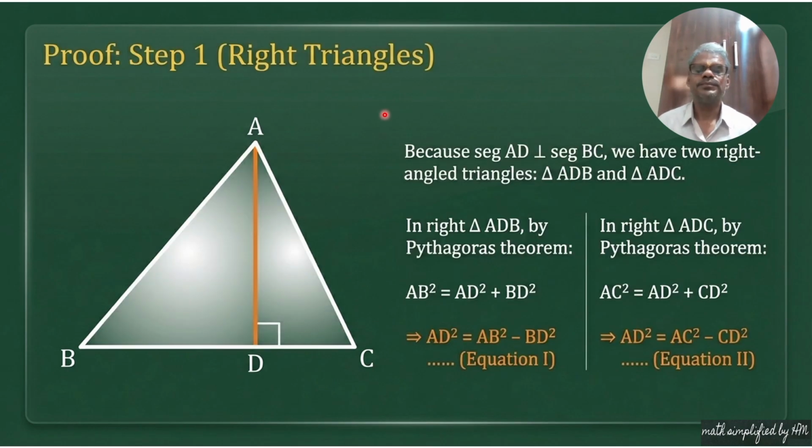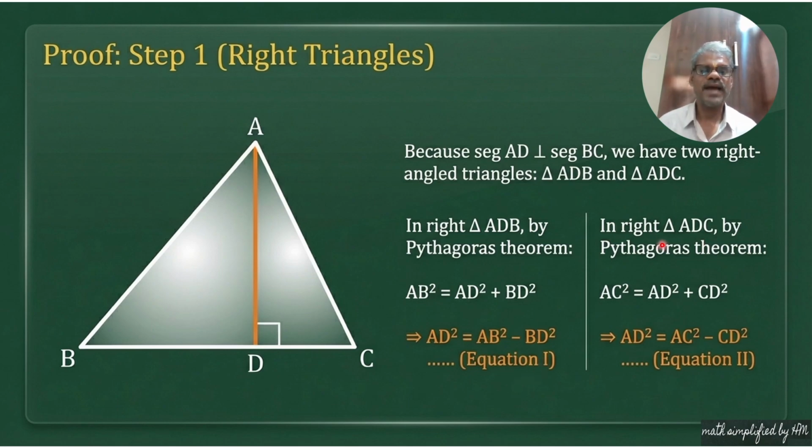Now step 1 for this proof: because segment AD is perpendicular to segment BC, we have two right angled triangles, triangle ADB and triangle ADC. In right angle triangle ADB, by Pythagoras theorem, we have AB square is equal to AD square plus BD square. Isolating AD square, we get AD square is equal to AB square minus BD square. Name this as equation 1.